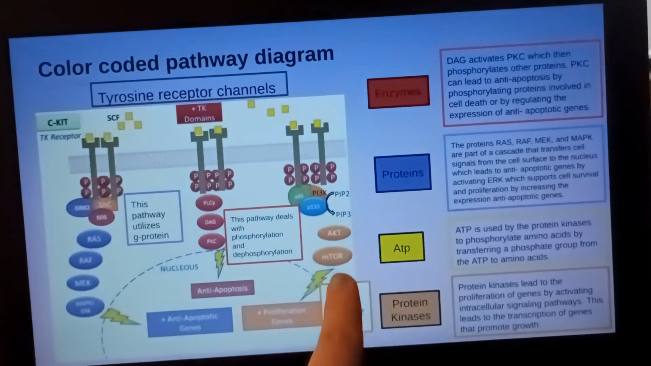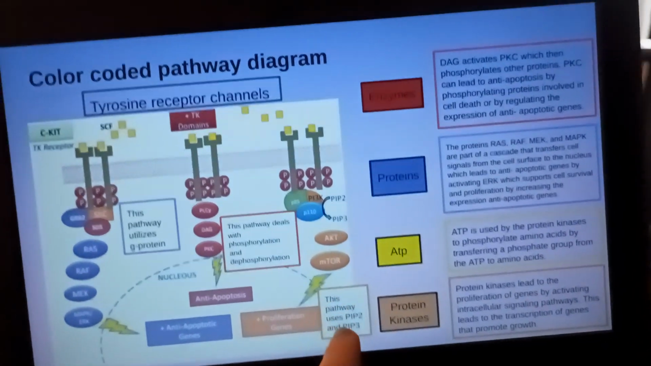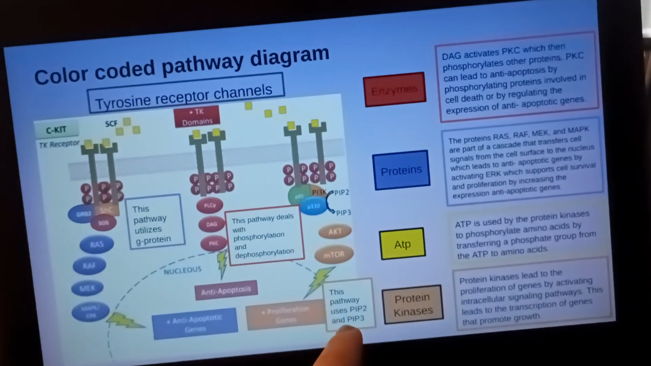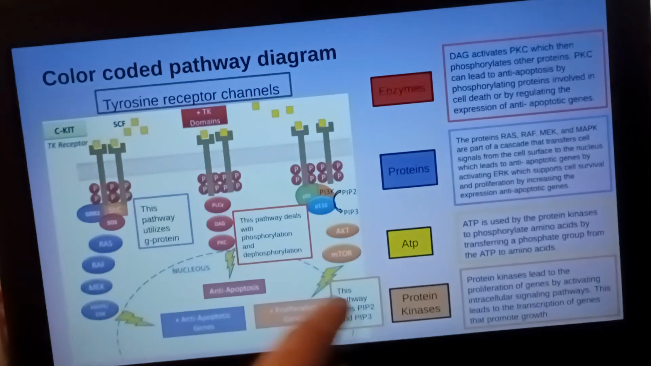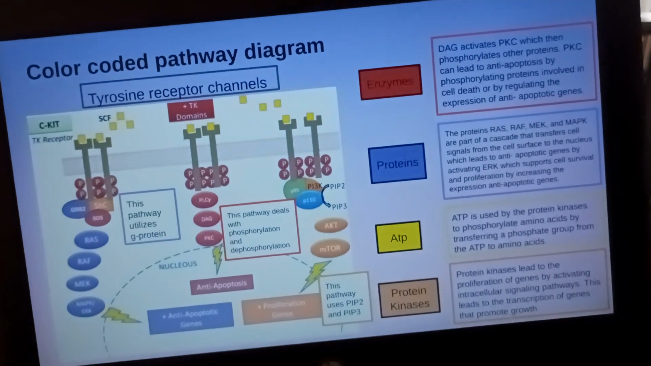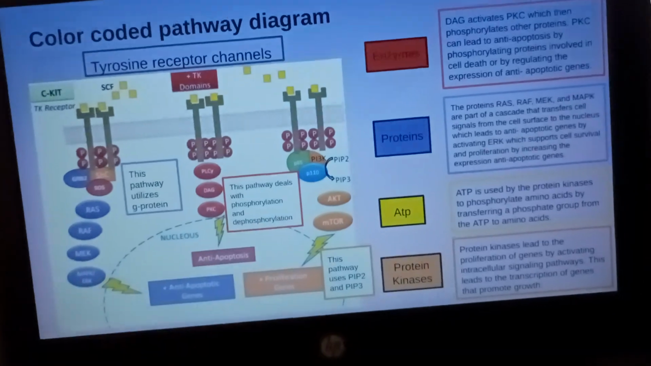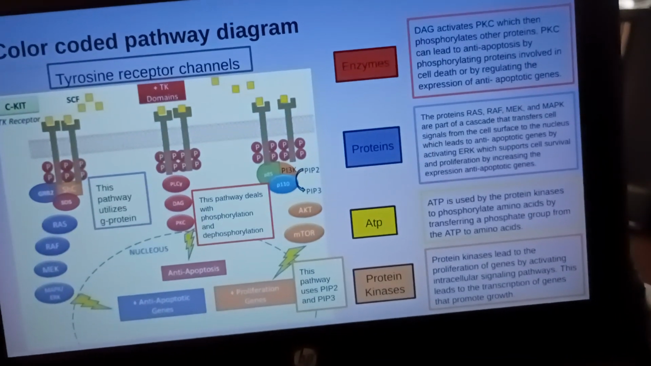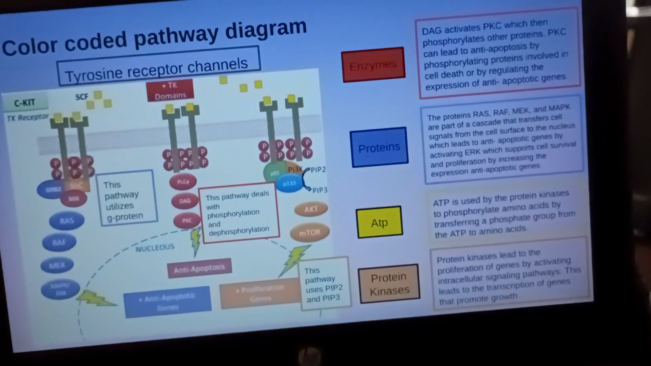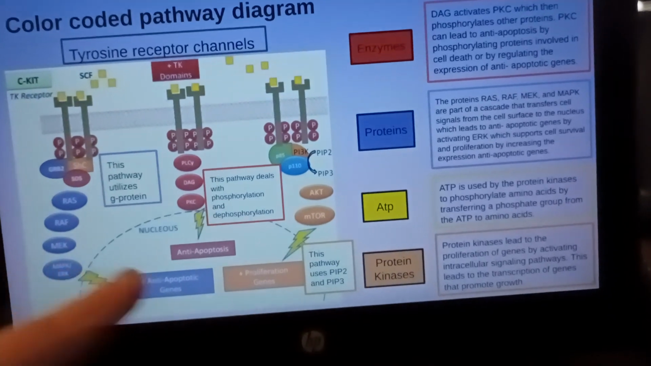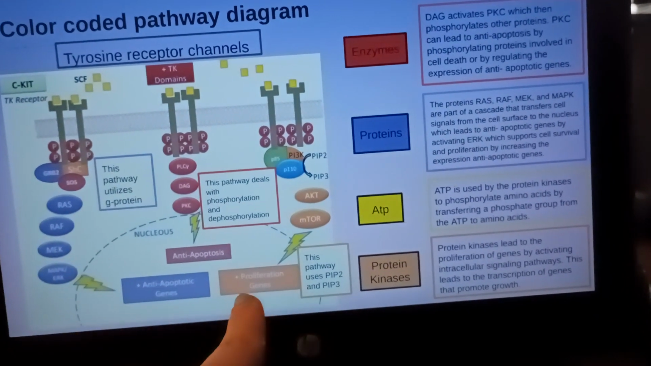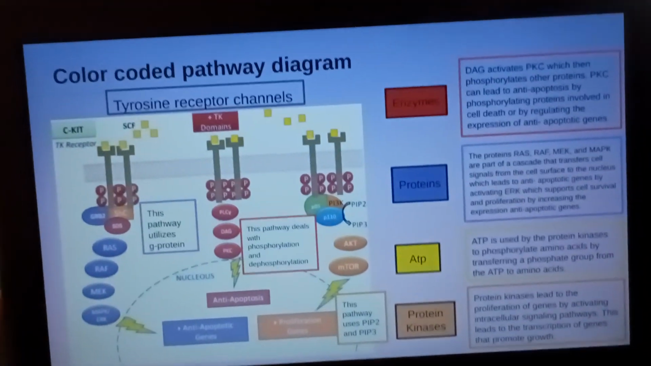This pathway uses PIP2 and PIP3. These are protein kinases right here, which lead to the proliferation of genes by activating intracellular signaling pathways. This leads to the transcription of genes that promote cell growth.